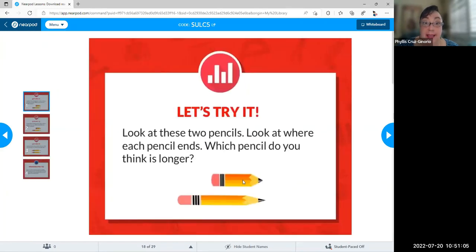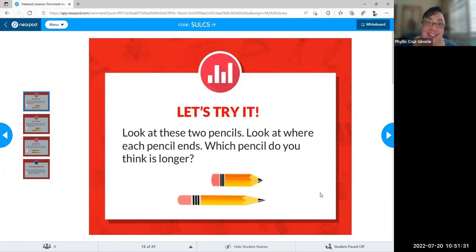All right, let's try it. Look at these two pencils. Look at where each pencil ends. Which pencil do you think is longer? Now, what you can tell is look at the tips of the pencil. They are lined up. Okay, so we kind of lined them up on the opposite side. That's okay. Totally fine. Can you tell which one is shorter? Which one is longer? Yes.